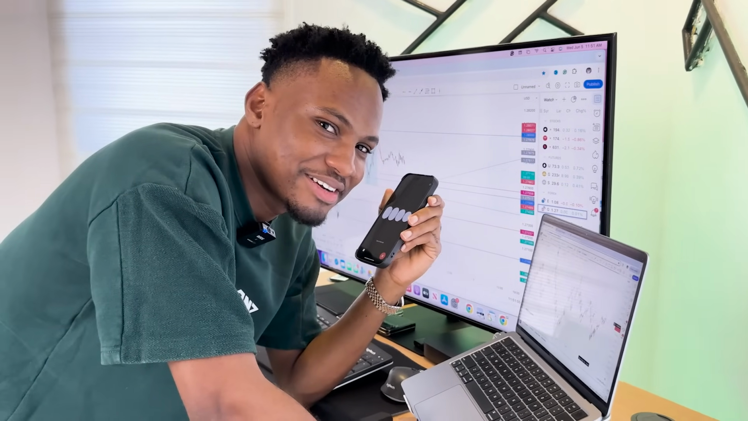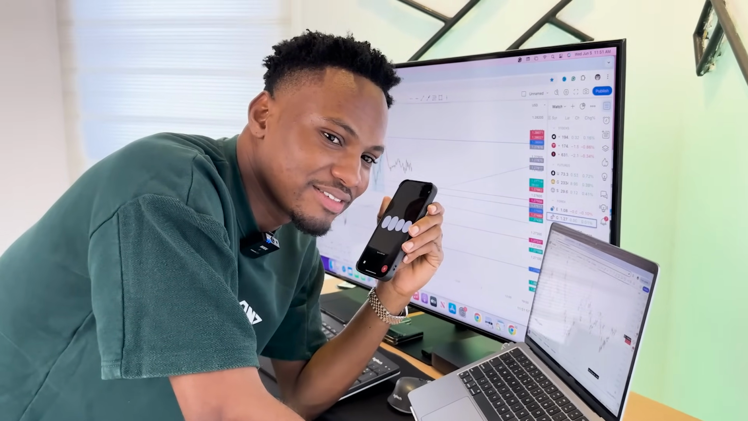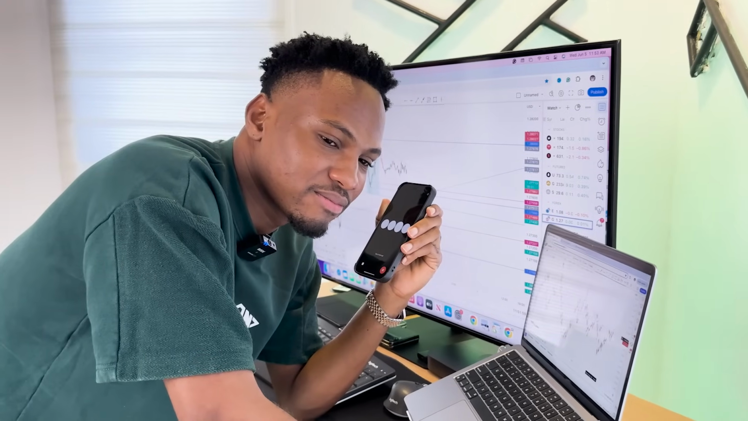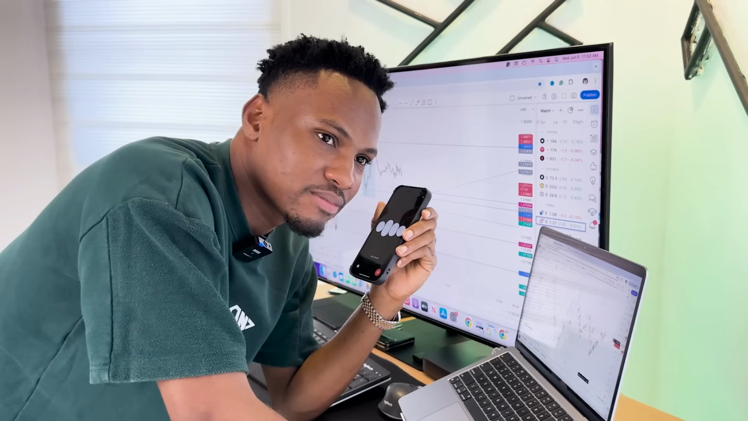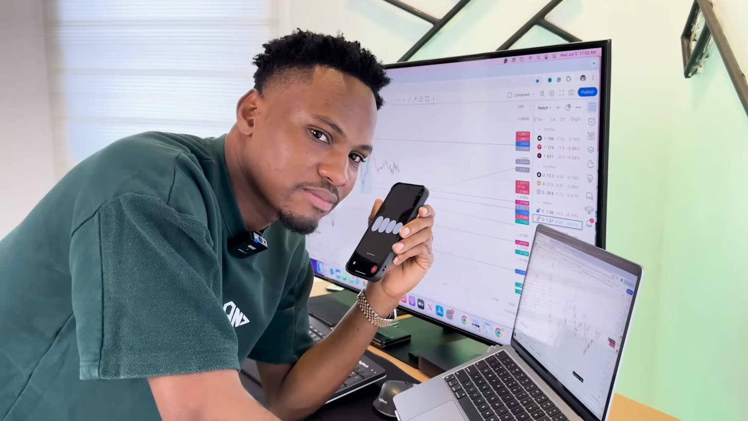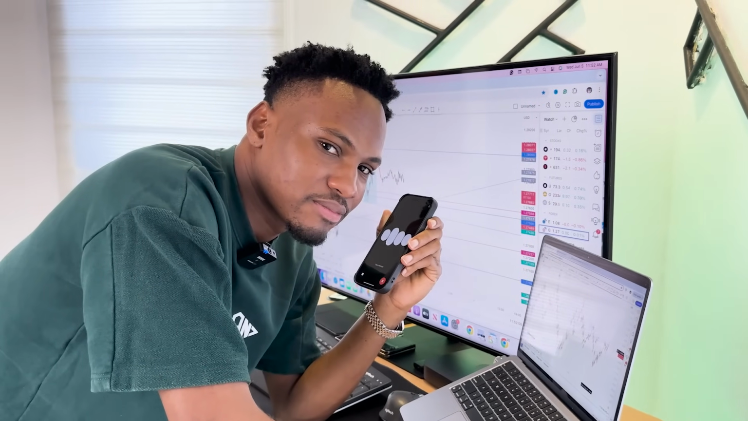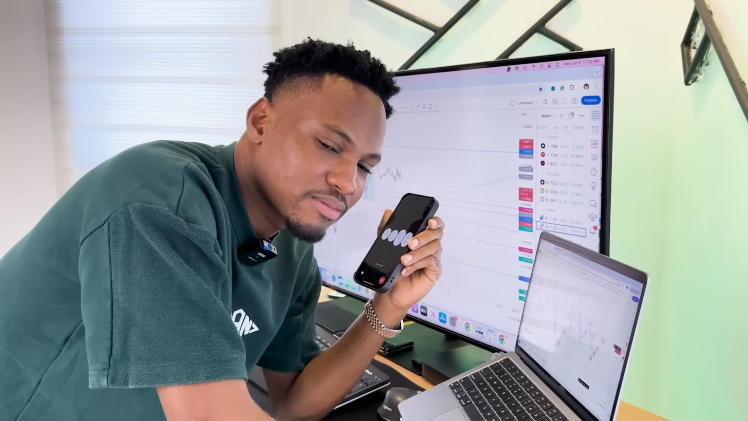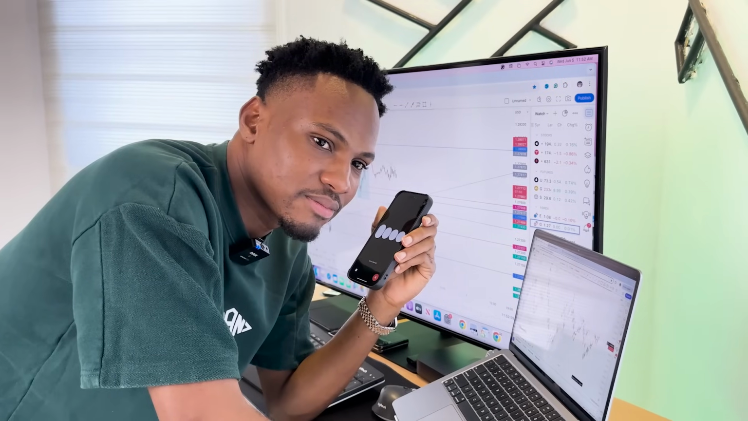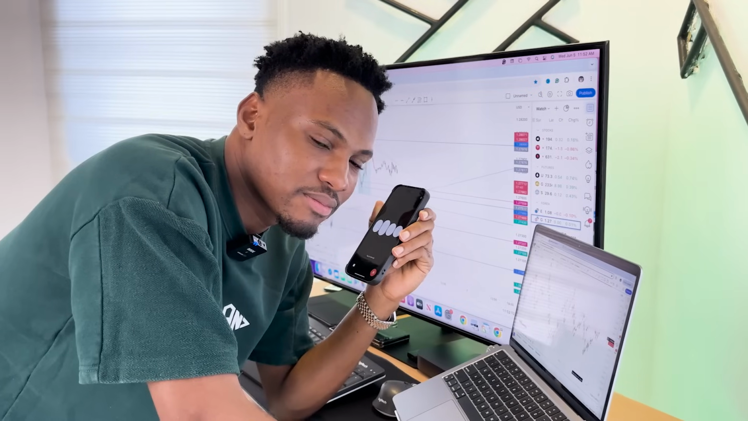Step by step. 1. Check the chart. Look at a daily chart of EUR-USD. 2. Set up moving averages. Add 50-day and 200-day SMAs. 3. Decide on buy or sell. If the 50-day SMA is above the 200-day SMA, consider buying. If the 50-day SMA is below the 200-day SMA, consider selling.